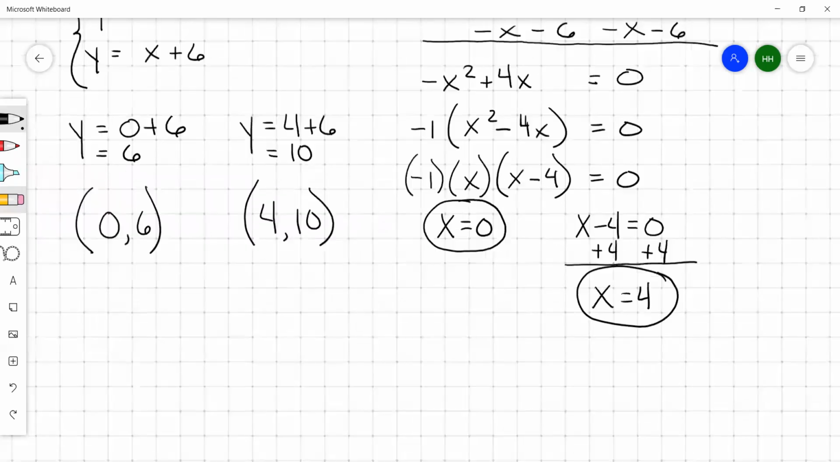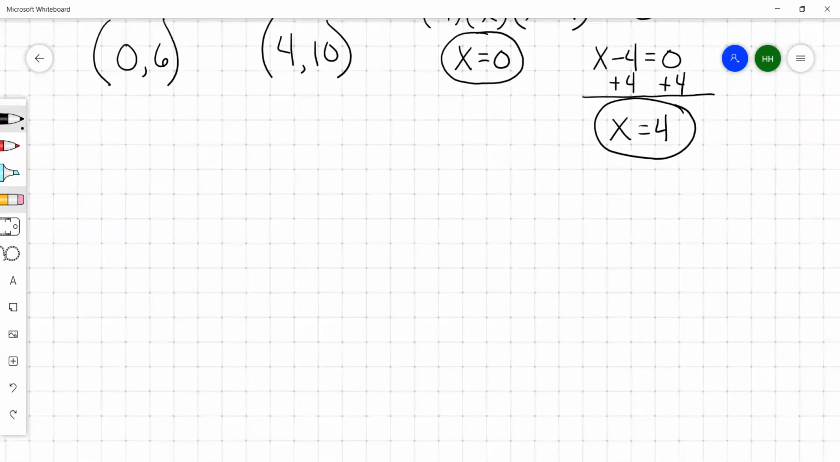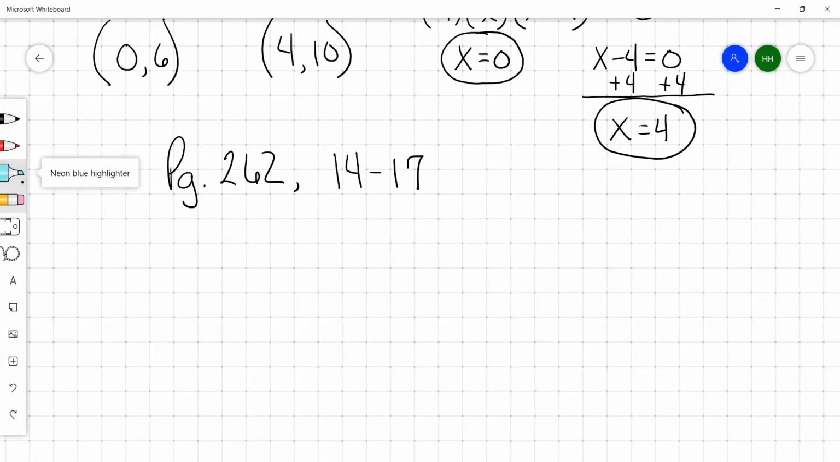All right, so here's your practice problems for today. Page 262, 14 through 17.